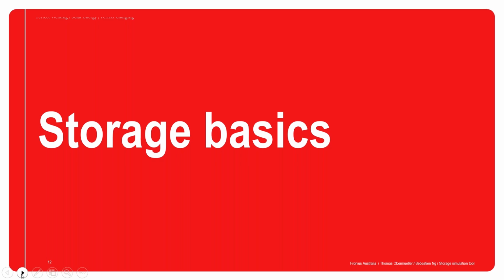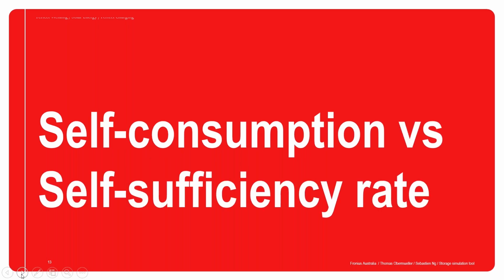So one thing that is really important is to differentiate between self-consumption and self-sufficiency rate. Self-consumption is basically doing home automation, for example. So you want to make sure that you use the power when you have excess. Compared to self-sufficiency rate, it's more about being independent from the grid, for example.